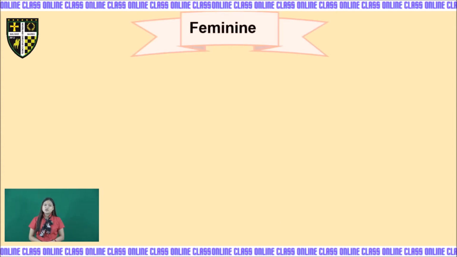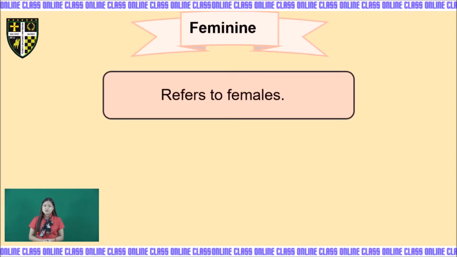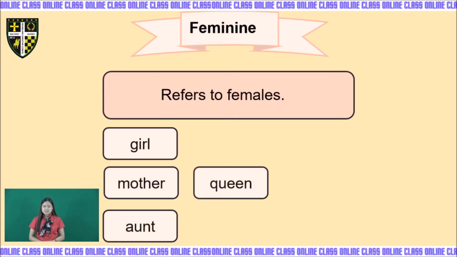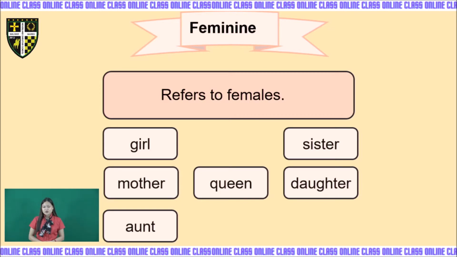So let's move to feminine nouns. From the word itself, feminine, it refers to females. So a while back we talked about masculine, which refers to males. Now let's discuss the feminine, which refers to females. For example: girl, mother, aunt or auntie, queen, sister, daughter, and godmother.